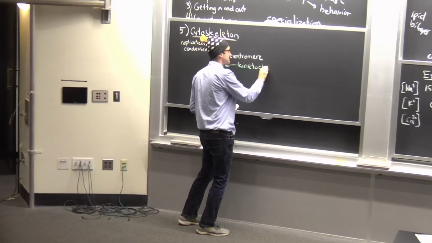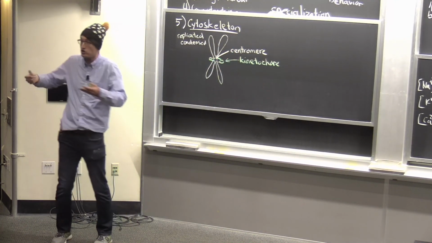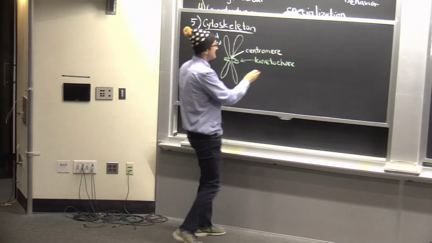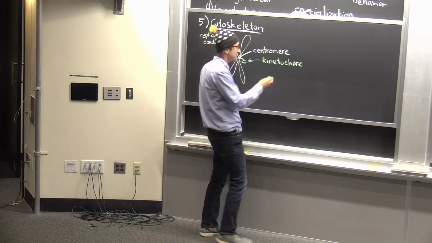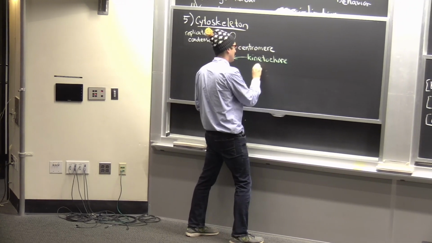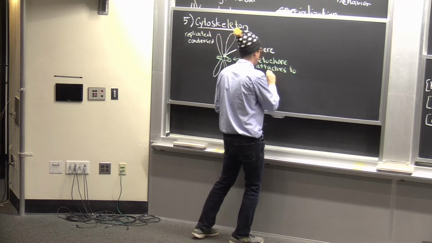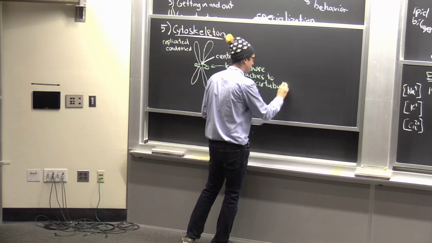The kinetochore is a complex of hundreds of proteins that assemble into this large platform that sits on the centromere. And the kinetochore is able to attach to the cell's cytoskeleton, specifically microtubules. So this attaches to microtubules. And I will tell you what microtubules are right now.